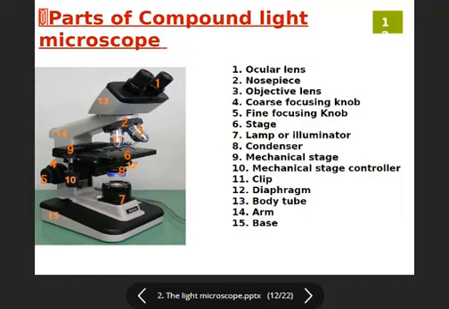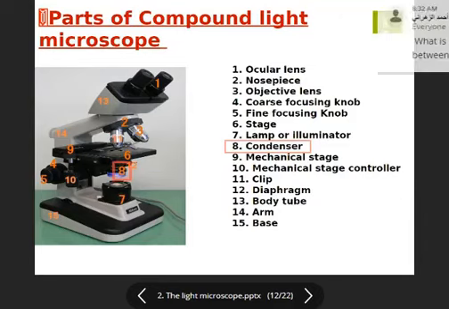Now number 8, the condenser. What is the condenser? Here you can find the condenser. This is the condenser. Can you find the condenser here? This is the condenser, just below the stage. What is the function?